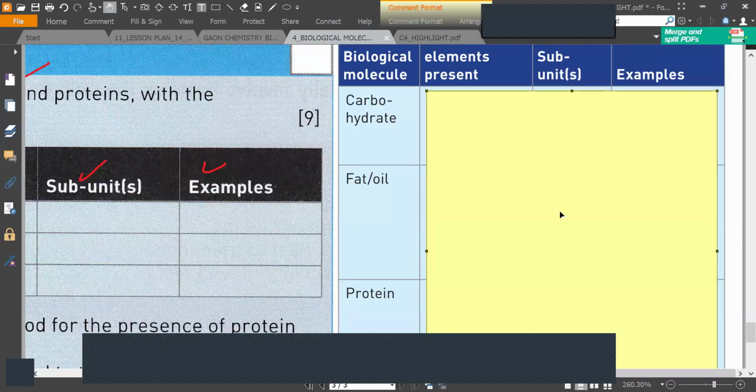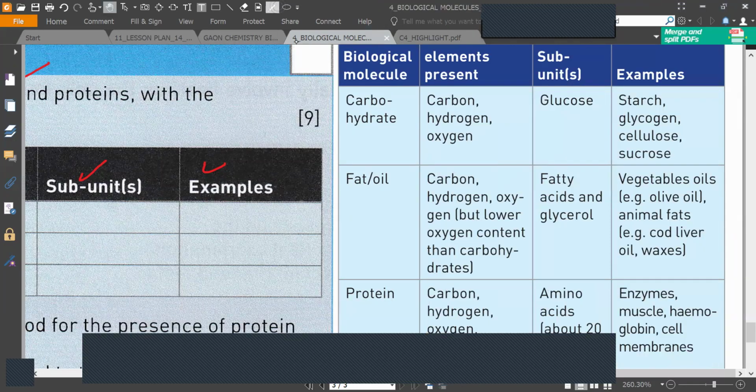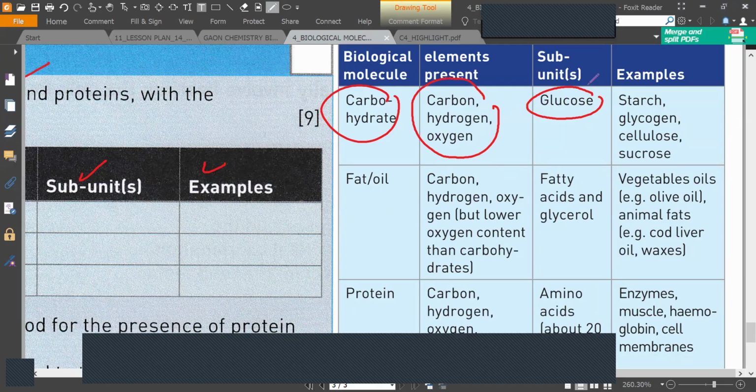Carbohydrate is made of carbon, hydrogen, oxygen. Subunit is glucose. Examples: starch, glycogen, cellulose, sucrose. And then fats are made of carbon, hydrogen, oxygen. Subunits are fatty acids and glycerol joined together: one glycerol, three fatty acids. Examples: vegetable oil like olive oil, animal fats, cod liver oil, and waxes.